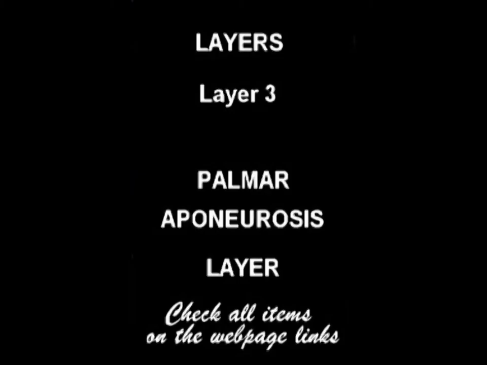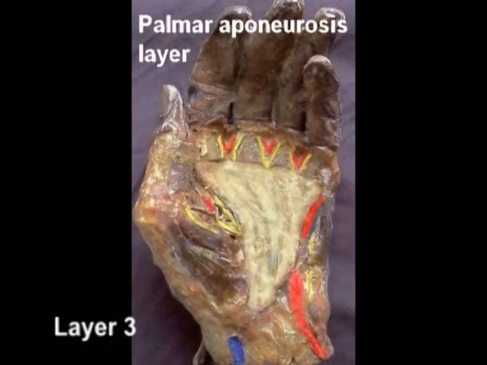We have now reached the palmar aponeurosis layer. Removal of the superficial fascia exposes the palmar aponeurosis. It also exposes the flexor retinaculum and also the fibrous flexor sheath. But in this layer, we shall see the palmar aponeurosis and the structures which surround it.